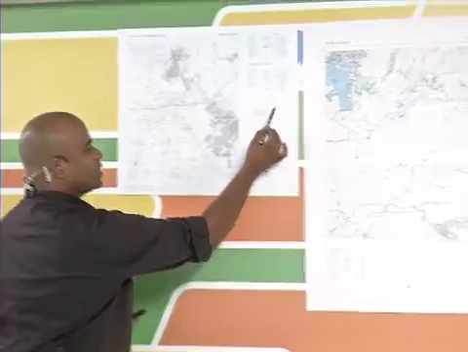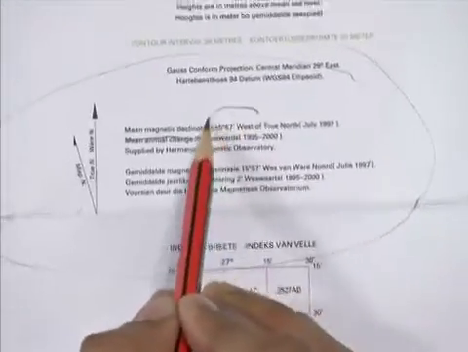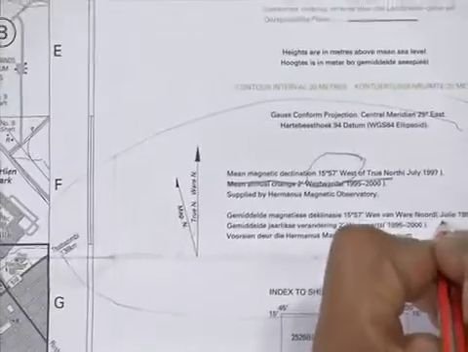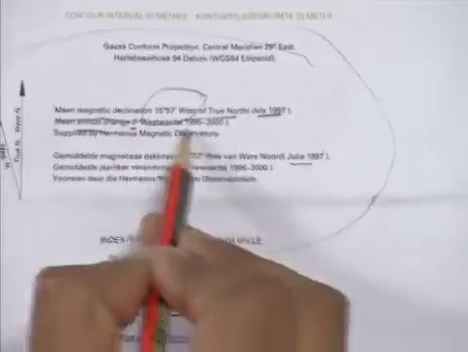Note that the information given is contained on the margin of the map. Here we have the following information. The mean magnetic declination, which is 15 degrees 57 minutes west of true north. This particular map was printed in July 1997. The mean annual change, which is 2 minutes westwards.